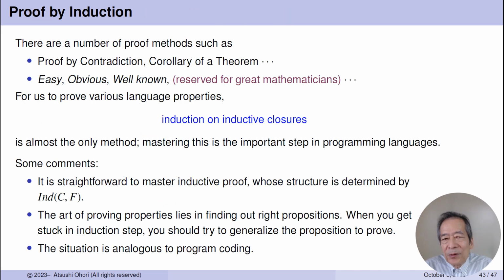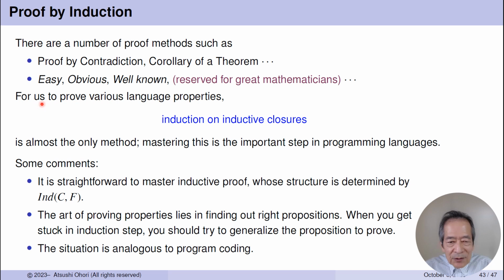Review of proof by induction. Right? Actually, there are a number of proof methods, such as proof by contradiction, application of a famous theorem, and a proof that is just a corollary of a theorem, and so on. Or a proof that is just easy or obvious or well known. Now, these are reserved for great mathematicians.